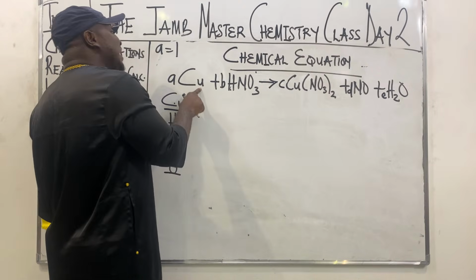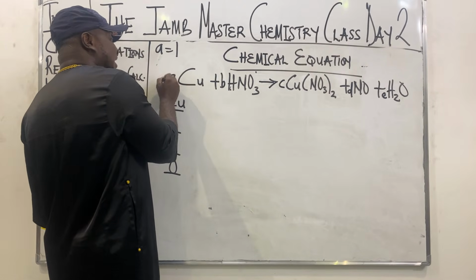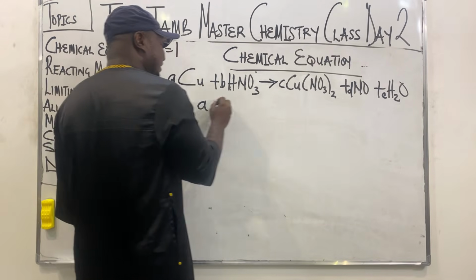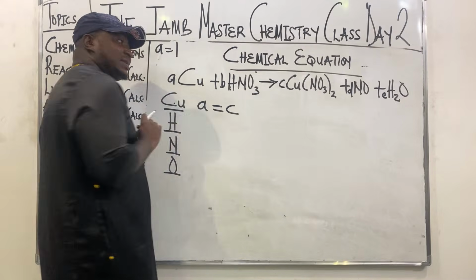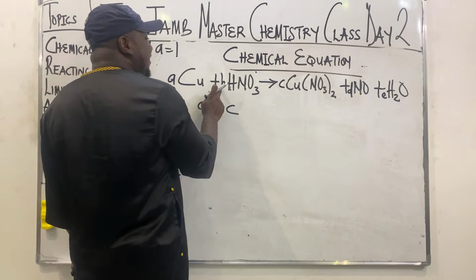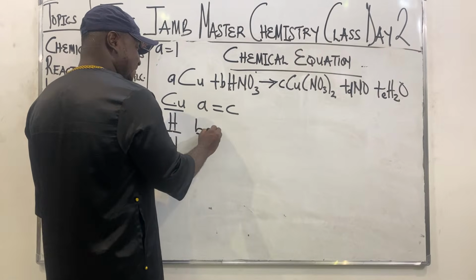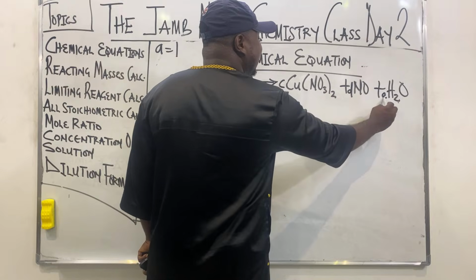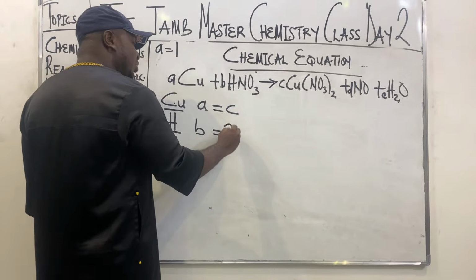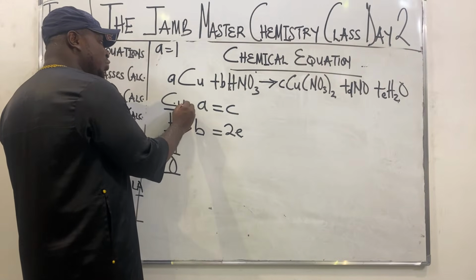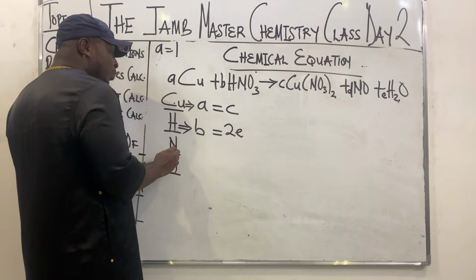Let us start with Cu. Class, Cu is A on the left hand side. On the right hand side, Cu is bearing C. So A equals C. Cu is very simple and straightforward. Let us go to hydrogen. On the left hand side, hydrogen is B. On the right hand side, hydrogen is E, but 2 times E, 2E. So B equals 2E. Class, this is the equation for hydrogen.